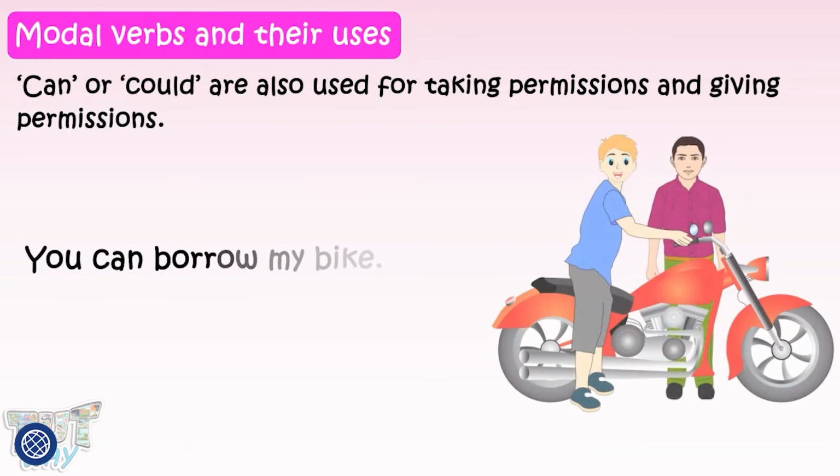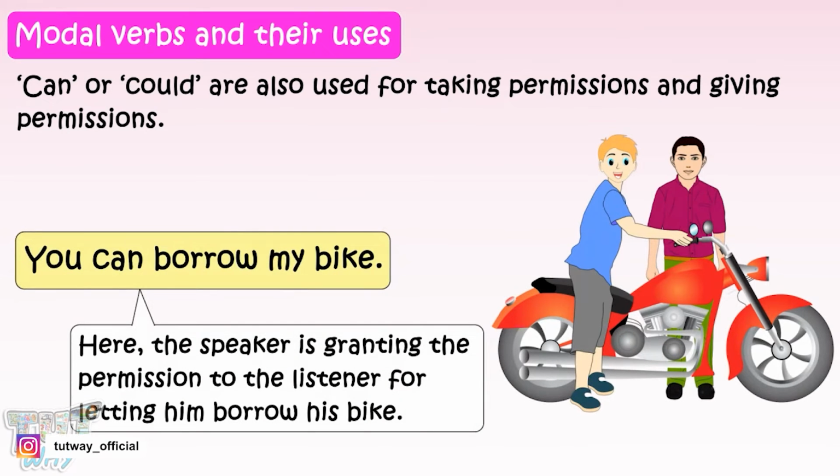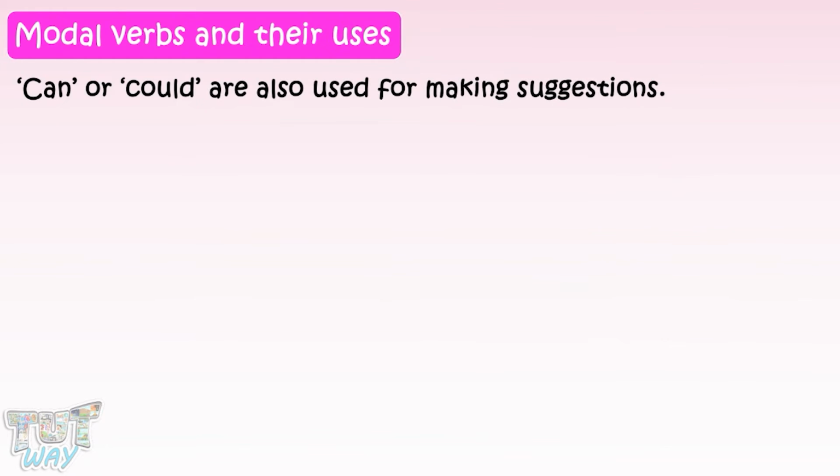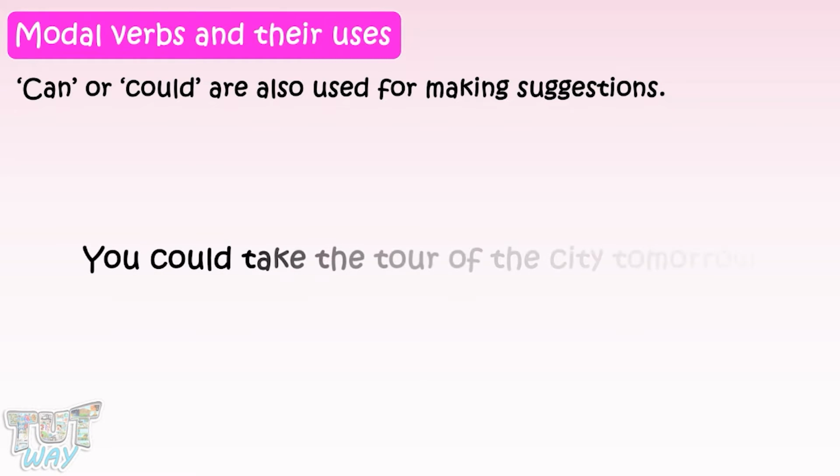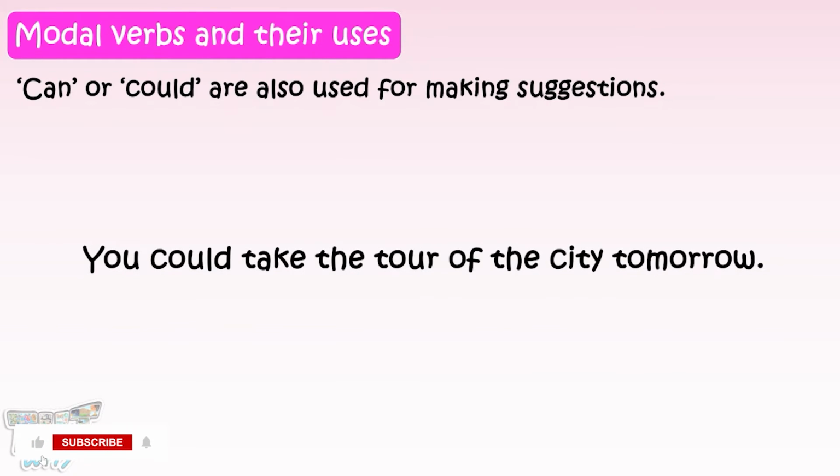You can borrow my bike. Here, the speaker is granting the permission to the listener for letting him borrow his bike. Can or could are also used for making suggestions. For example, you could take a tour of the city tomorrow.